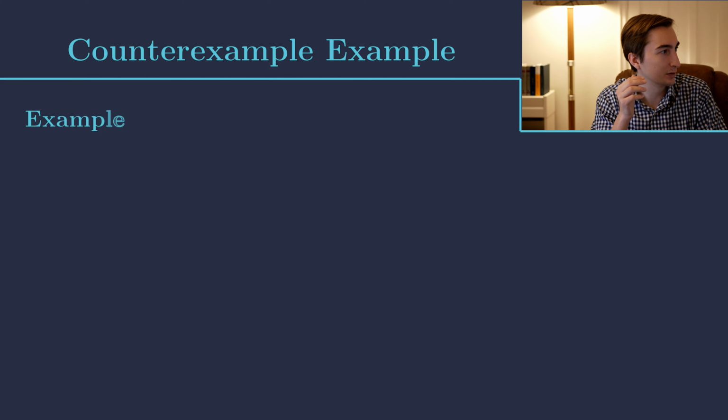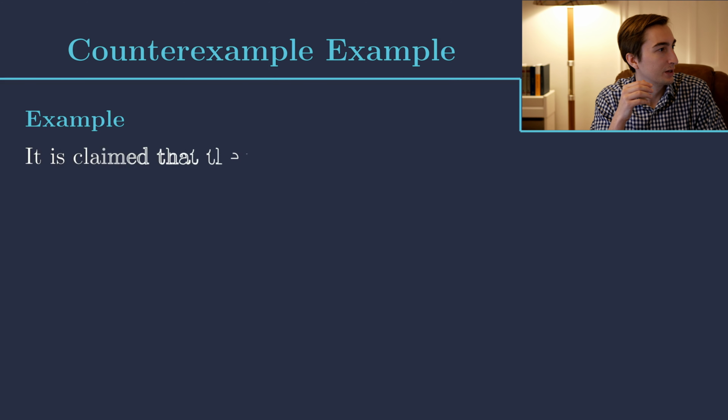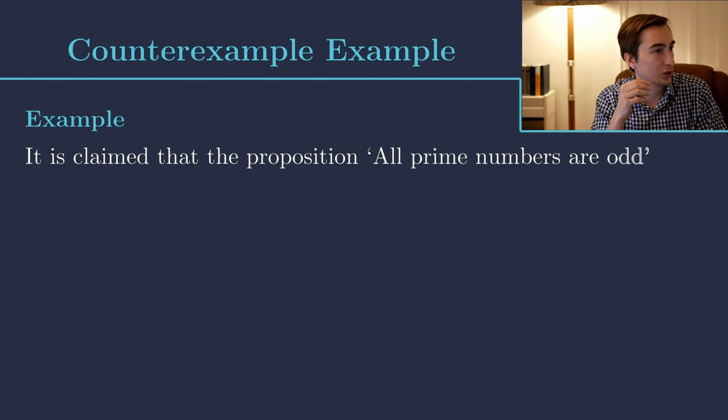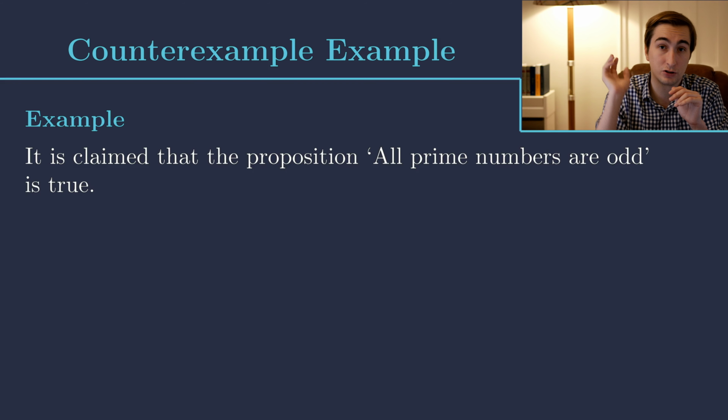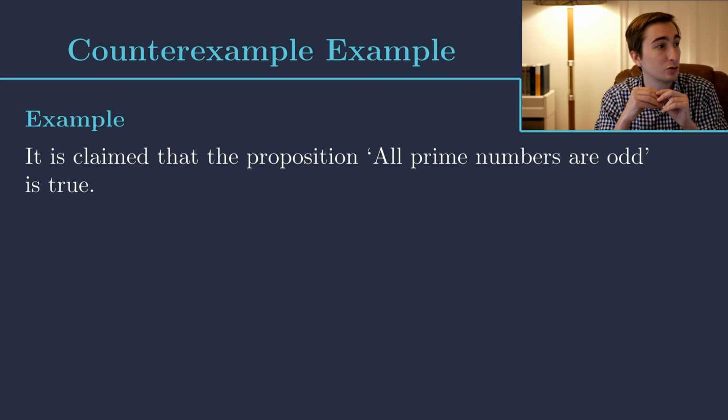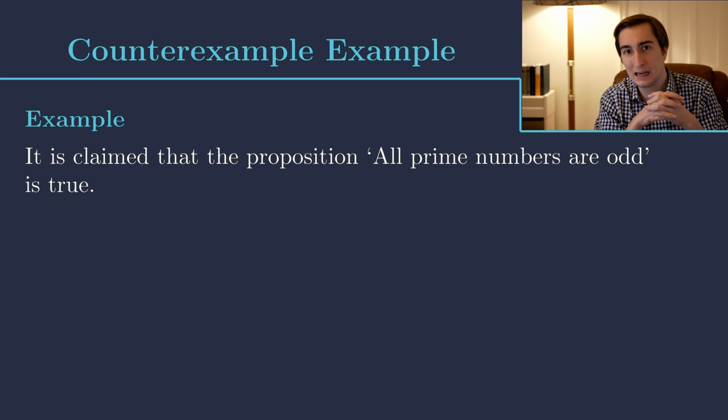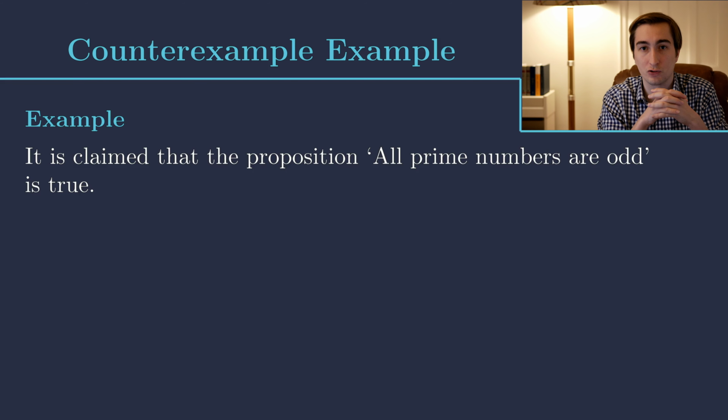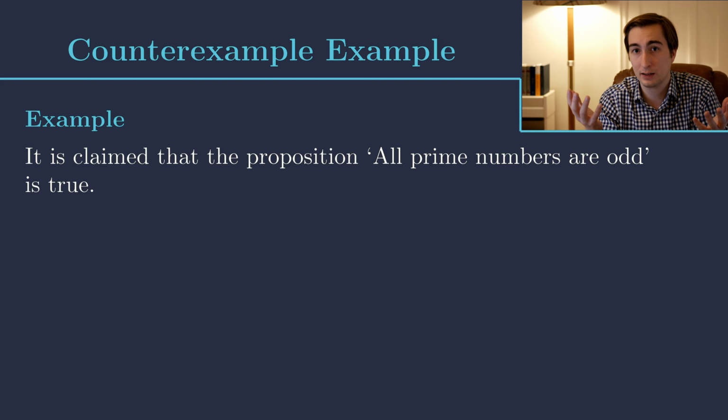So let's look at some counterexample examples. It's claimed that the proposition all prime numbers are odd is true. So someone comes to you on the street and asks, are all prime numbers odd? Or I claim to you that all prime numbers are odd. And you suspect that this is not necessarily true, right? You suspect that this claim is false. How would you check that?